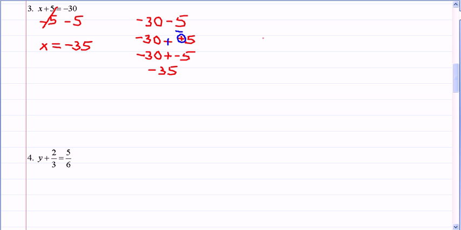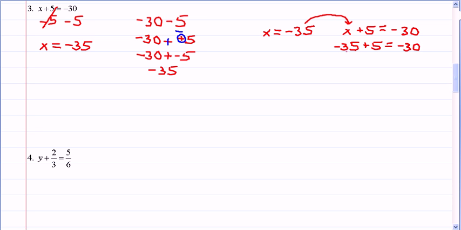So on the right side of the screen, we will check this answer of x equals negative 35. So next to it, I write x plus 5 equals negative 30, and I substitute the value in for x. Negative 35 plus 5 is equal to negative 30, so the two sides match, and the answer of x equals negative 35 is correct.